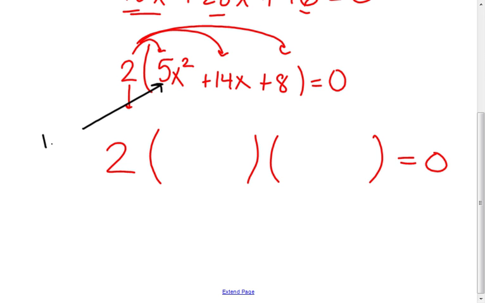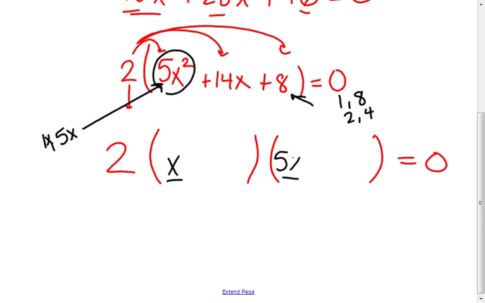So first of all now, I want to list the factors of 5. Okay, so 5 could be 1x and 5x to make 5x squared. That's it, that's all it can be, 1x and 5x, I have no other choice. 8 could be 1 and 8, or 2 and 4. Those are my choices for factors. Okay. So my two fronts, these two right here, have to make my front, which is this one right there. So I only have one choice, 1x and 5x.